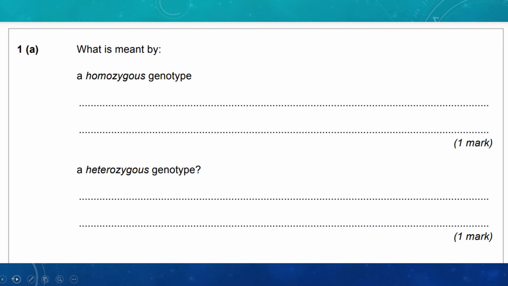This question is about definitions, okay? Just like we had the dominant and the recessive, it's really important that you understand what these prefixes homo and hetero mean, and this word here, genotype. So genotype is the combination of genes or alleles for a particular feature or characteristic. The prefix homo, think about what you've learnt, what that means, and what hetero means. Write down your definitions and we'll go over these answers at the end of this question.